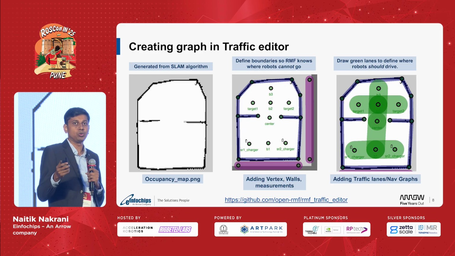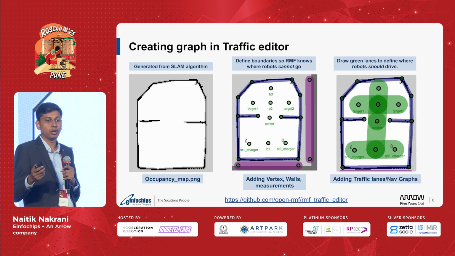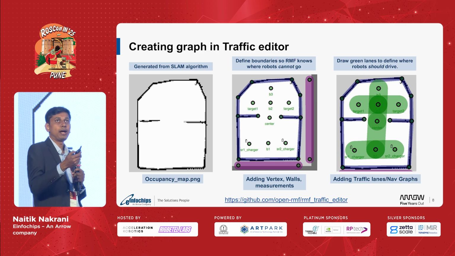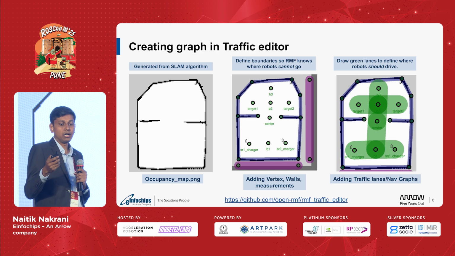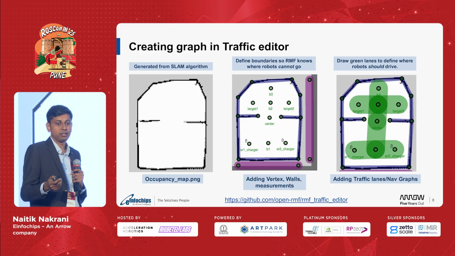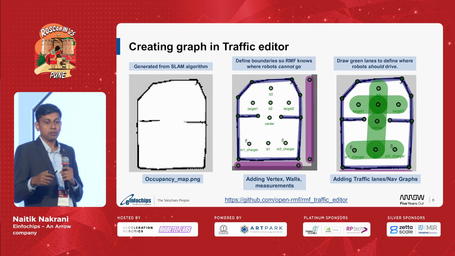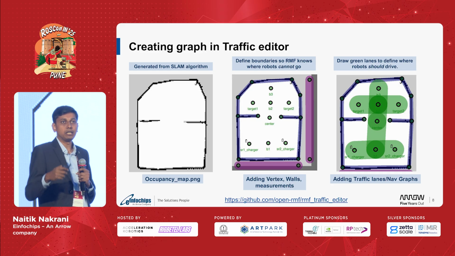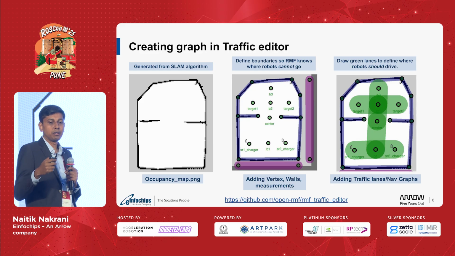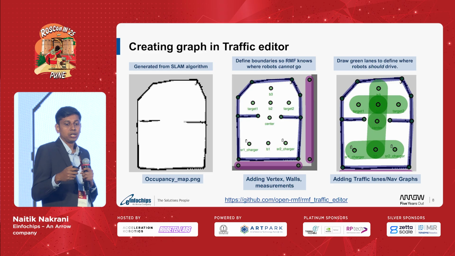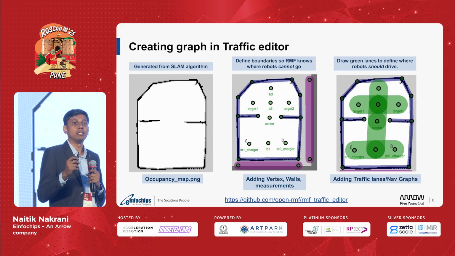This is similar to how you create a map in your Gazebo environment. What you need to do is add walls and vertices, and you need to add a measurement which actually aligns your SLAM map with your OpenRMF map. Then you need to add certain routes, which is called a navigation graph. This navigation graph acts as your traffic lanes on which your AMR can go.